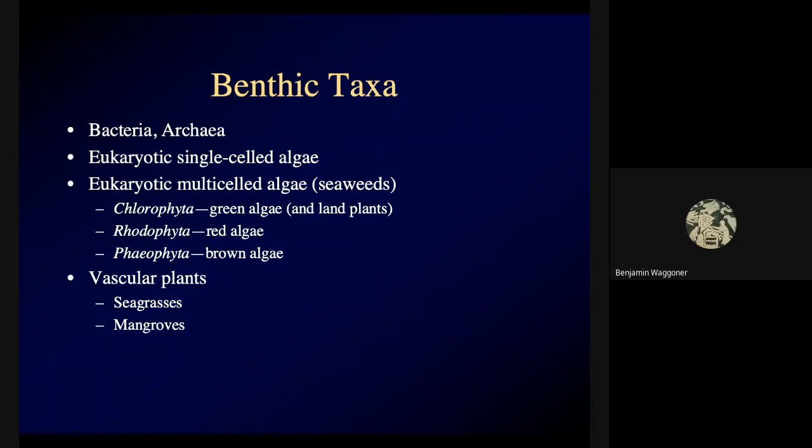As I mentioned, within the chlorophyta, the land plants are actually included. And most land plants are called land plants because they don't live in the ocean. Wow, that was profound. But vascular plants, plants with water-conducting tissue, there's two in the oceans that are actually quite important: seagrasses and mangroves. So let's go ahead and march through the taxa.